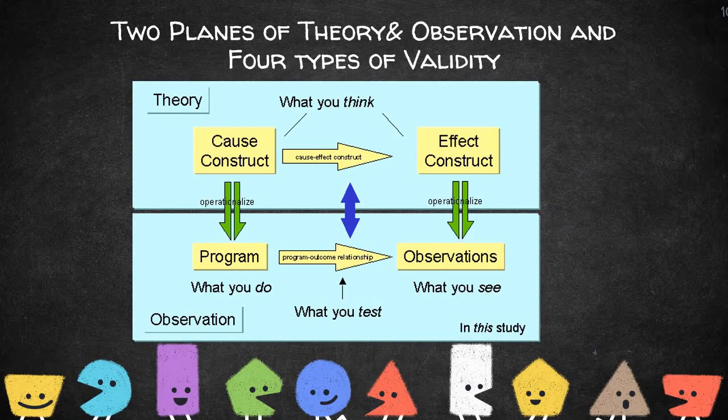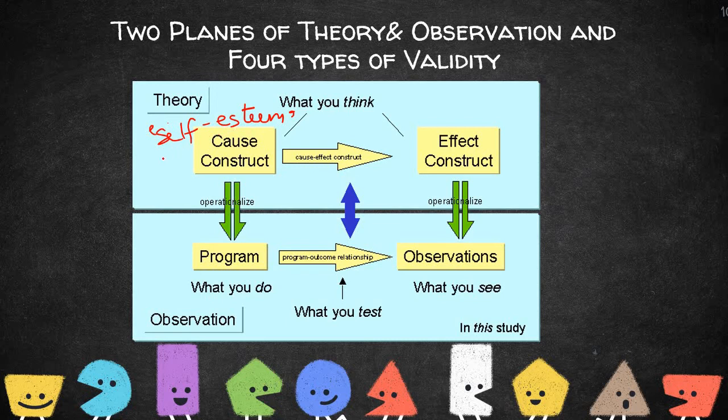But let's begin with 2 planes of theory and observation, and this is where we can understand what validity is and how it comes into the picture. So let's say you have something in your mind, and you say that I want to measure, let's say, self-esteem. Self-esteem you wish to measure. But self-esteem is something which is not precisely defined. It is not simple to define what self-esteem is.